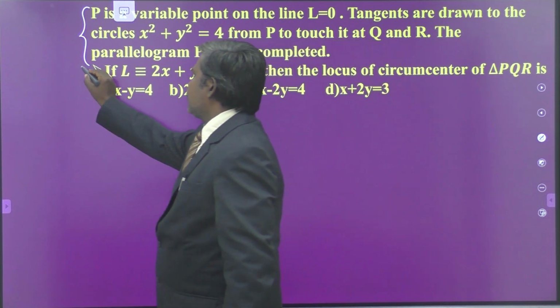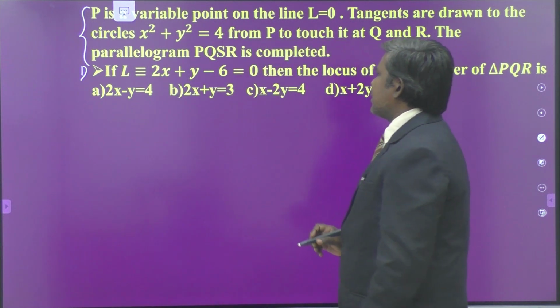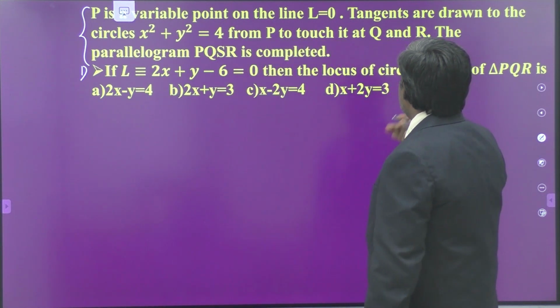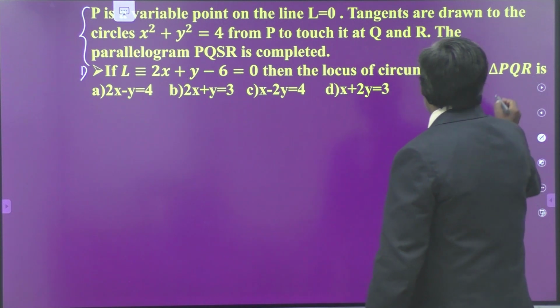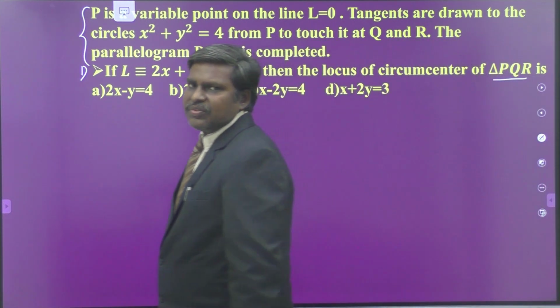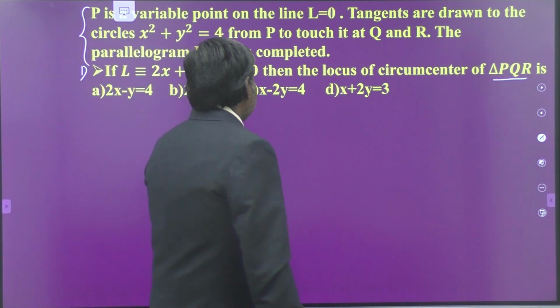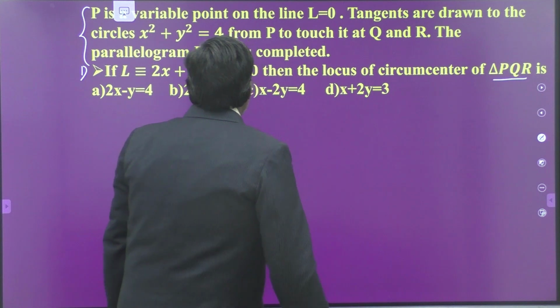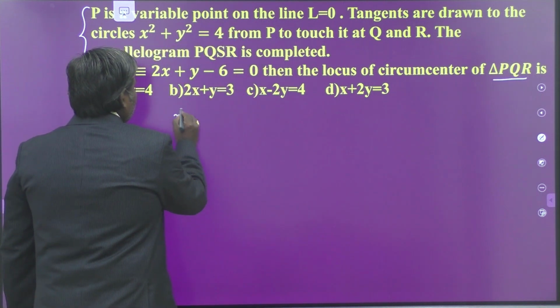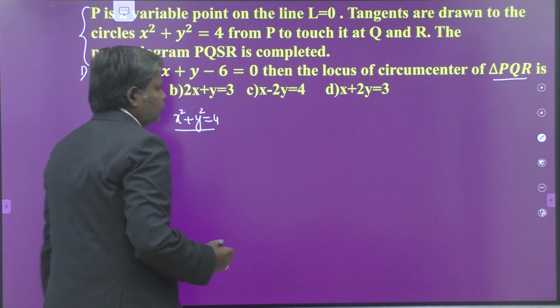This is the first question. What is that? If L is equal to 2x plus y minus 6 equal to 0, then the locus of circumcenter of the triangle PQR is what? This is the question. So, what is the equation of your circle, my dears? This is the equation of circle. x square plus y square is equal to 4.